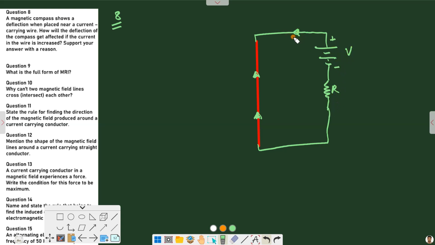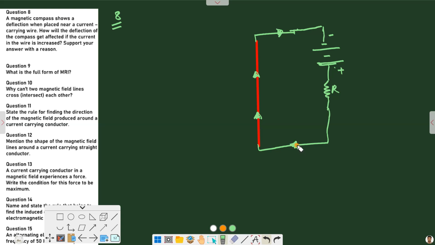Wait a minute, we have to reverse the direction of the battery. So let us reverse it, and the direction of current will also be reversed accordingly. So this is our battery connection. This is negative, this is positive, and now this is the direction of current.